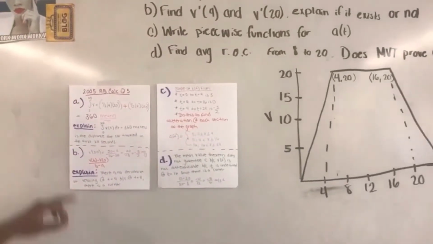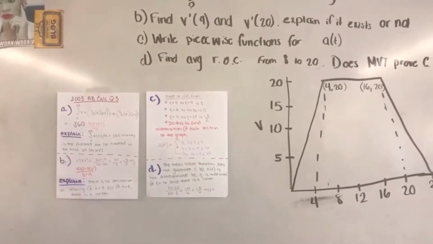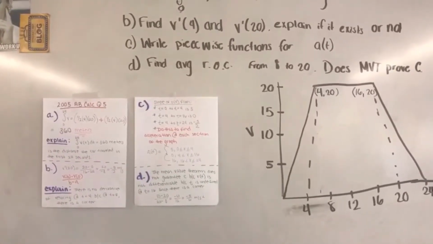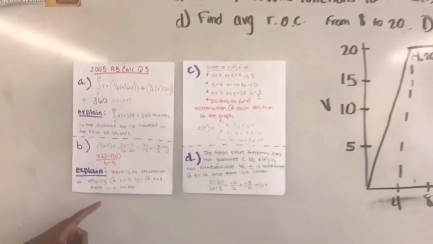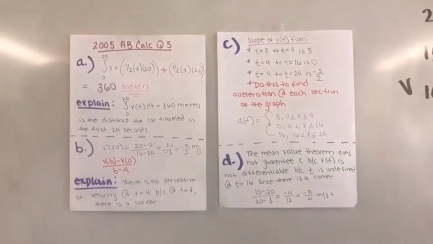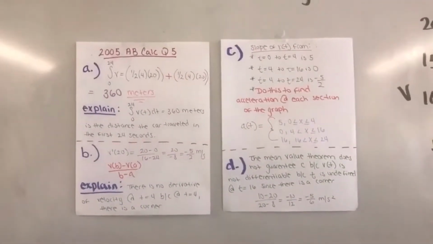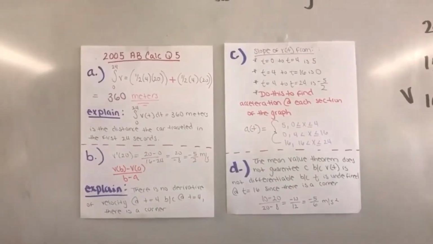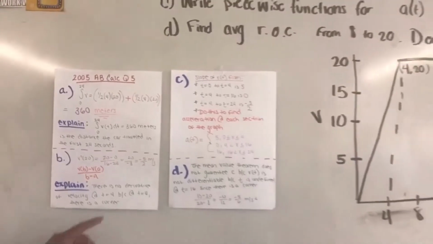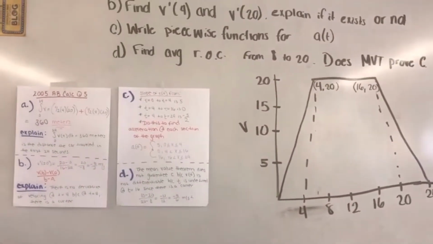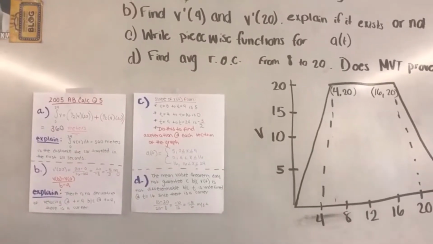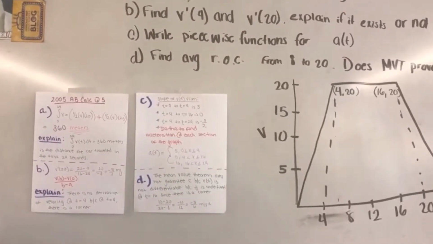However, we can do v prime of 20. We're going to use the equation v of b minus v of a over b minus a, where v of b will be 20, v of a will be 0, b itself will be 16, and a itself would be 24. After that, you subtract and divide. So you get 20 over negative 8. You simplify that, and that gives you negative 5 over 2 meters per second.